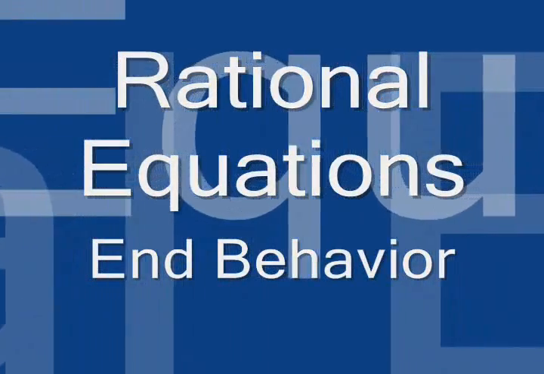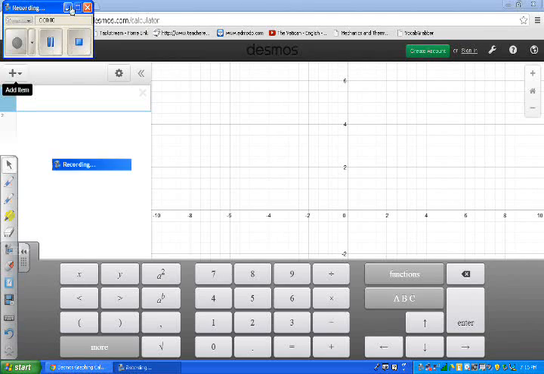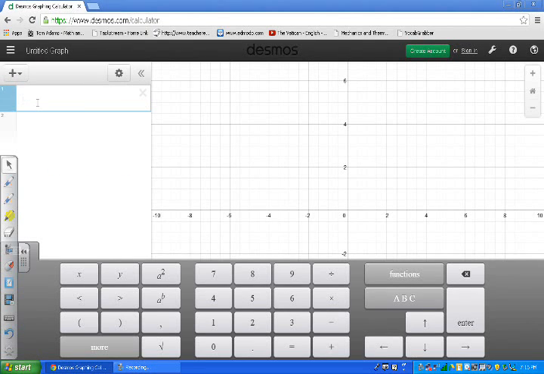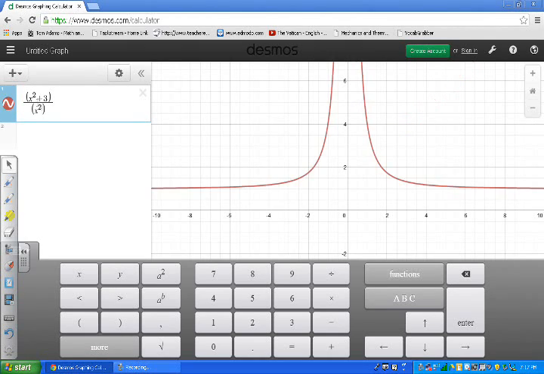All right, we're going to talk about rational equations and their end behavior. Essentially, a rational equation is nothing more than two rational expressions written in the form of a ratio, or a fraction, is what most people think of it. And so what I'm going to do is enter in two polynomials, one on the top as the numerator and one on the bottom. And then we're going to look at the end behavior. In other words, what does it look like as x approaches positive infinity and x approaches negative infinity?